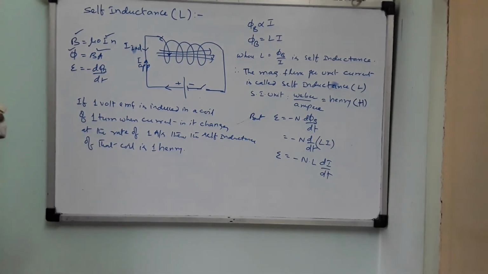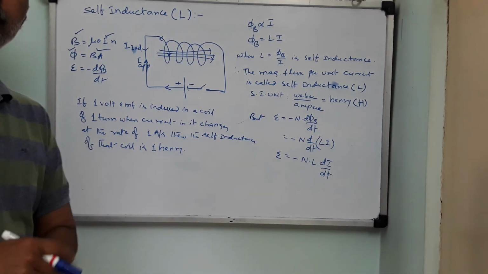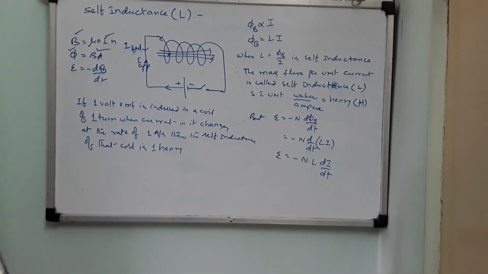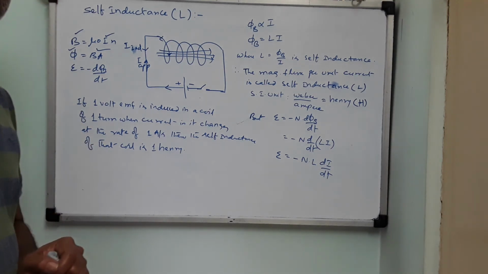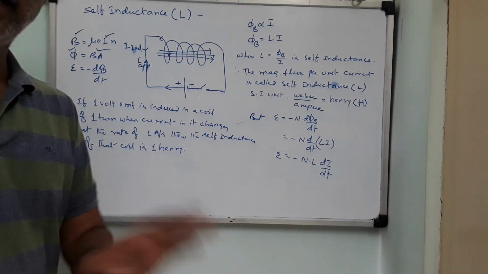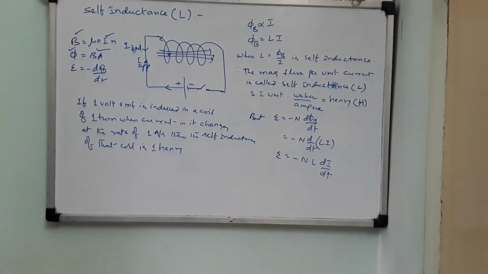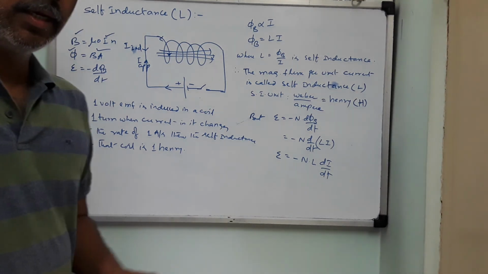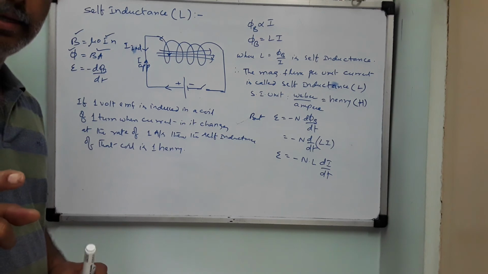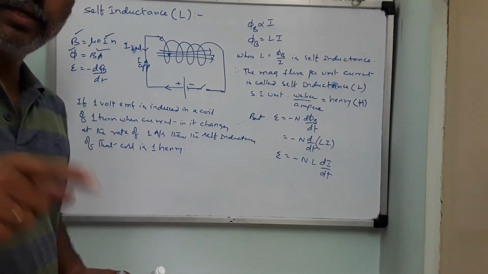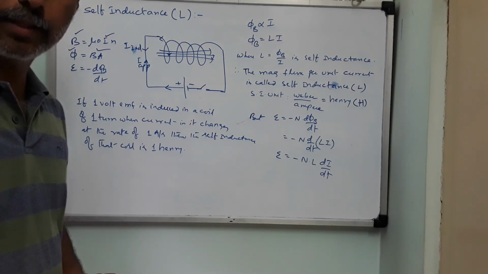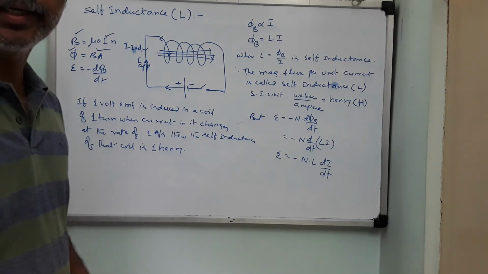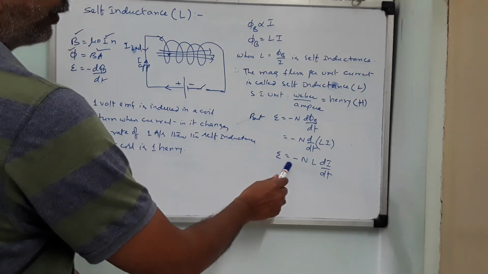So define SI unit of self-inductance. One more question. Now you need to mention what the self-inductance is. Self-inductance is measured in Henry is not your answer. The question is, define SI unit of self-inductance. So first recall the SI unit of self-inductance. What is that? It is Henry. So how to define Henry? With the help of this equation.